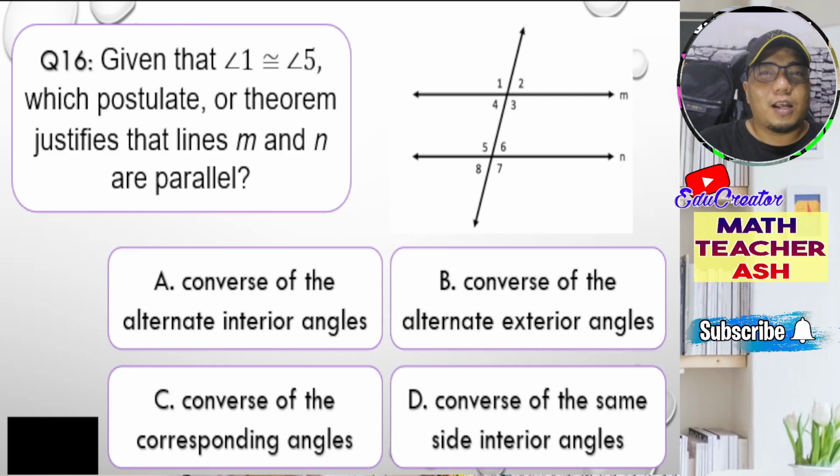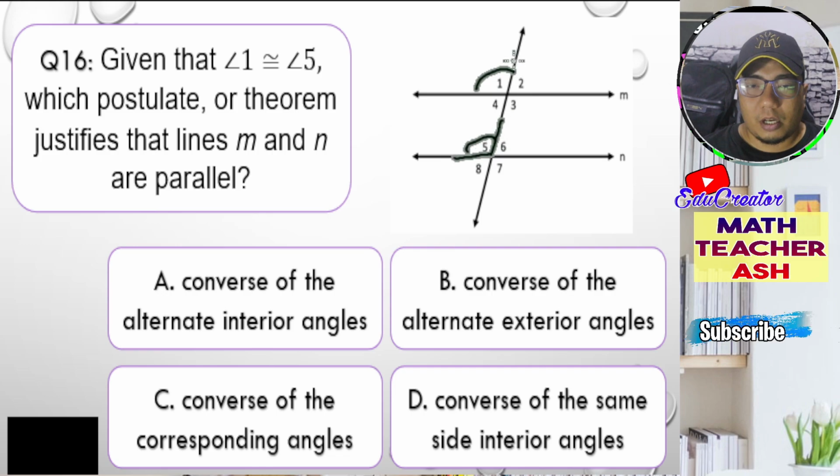Okay, math learners, another very easy question for this given. Why? Because we are talking about angle 1 and angle 5. As you can see, this is angle 1 and this is angle 5. This is the position and also this is the position. Of course, these two are not exterior because 5 here is interior, 1 here is exterior, so that is wrong. This is also wrong.